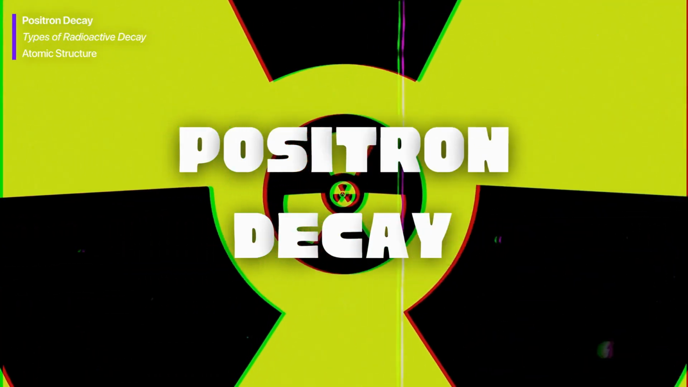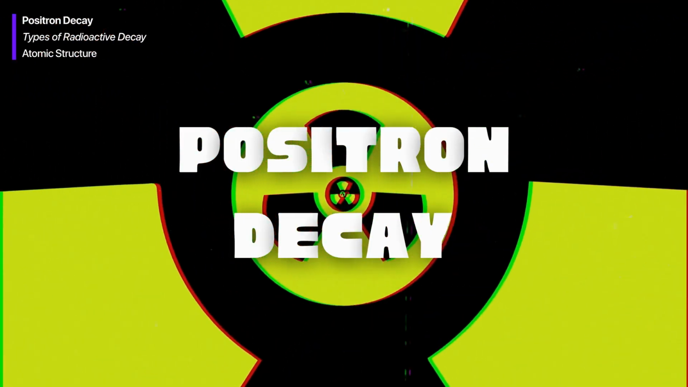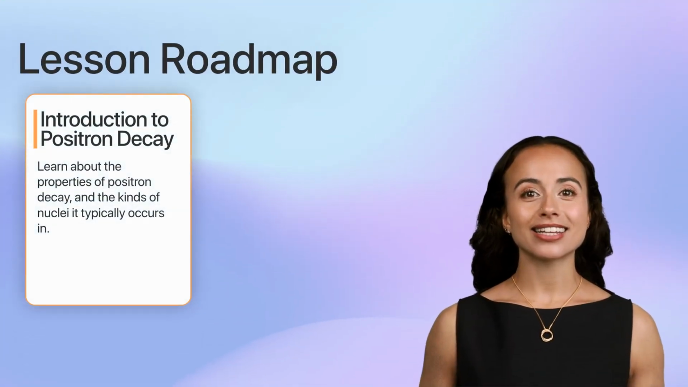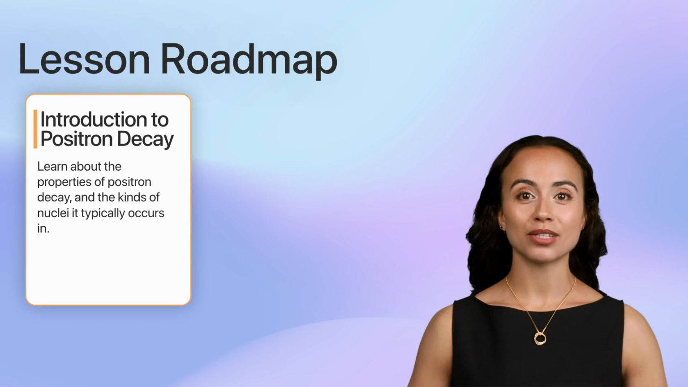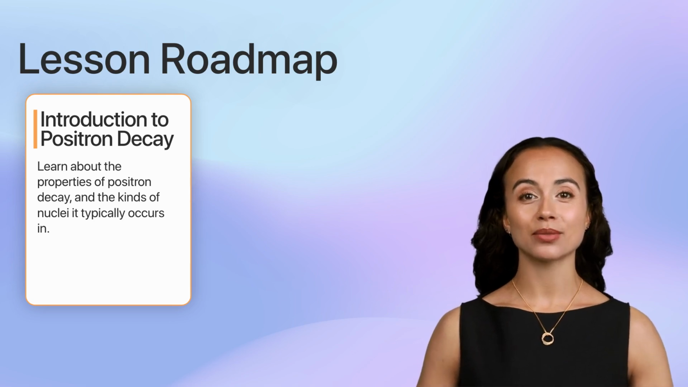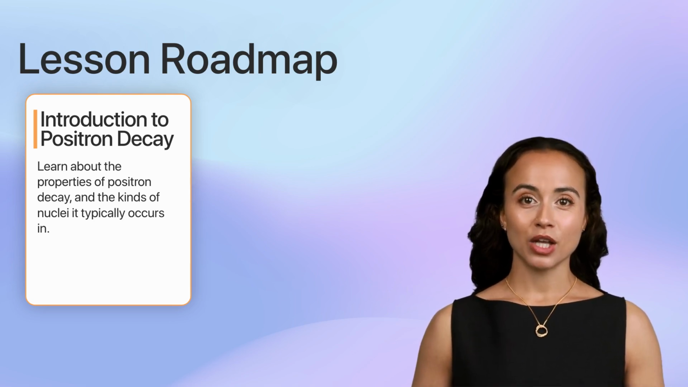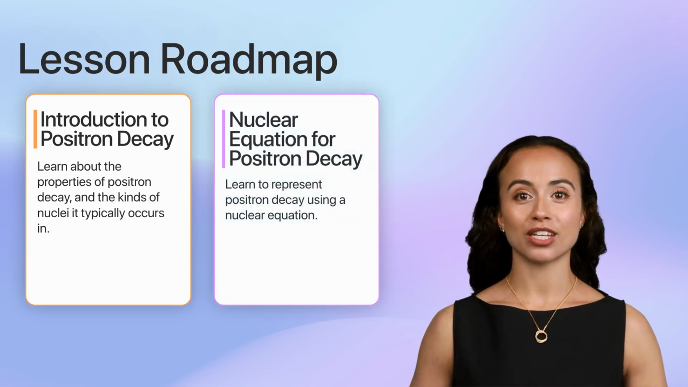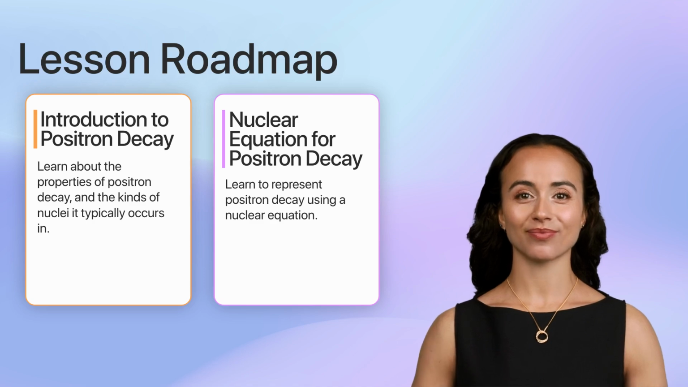Hello and welcome to today's lesson on positron decay. In today's lesson, we will begin by exploring the properties of positron decay and the types of nuclei it typically occurs in. We will then learn to represent positron decay using a nuclear equation.